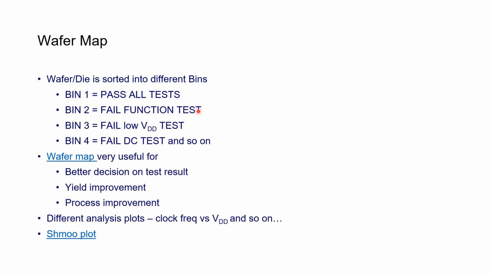So there are different bins, different buckets, and we call them bins in testing. You put all the passing parts in one particular bucket. All the failing functional test parts, you put in one bucket. Failing the low VDD test, you put in a third bucket. Failing the DC test, you put in another bucket, and so on. Create different buckets and you classify, right? And the wafer map is something we saw previously.